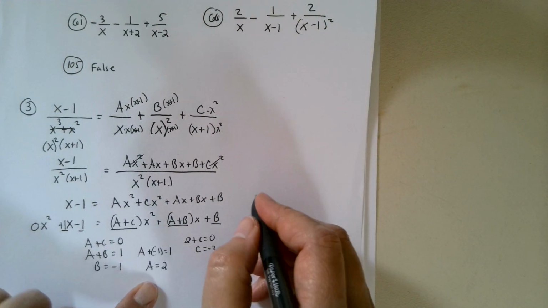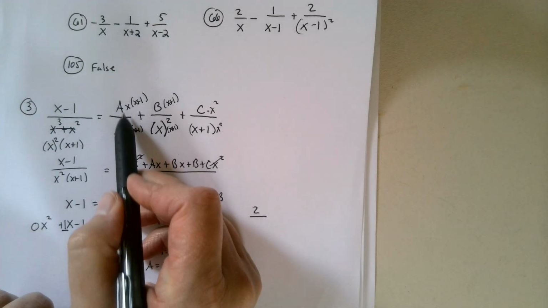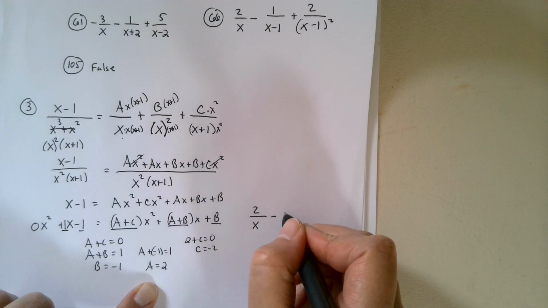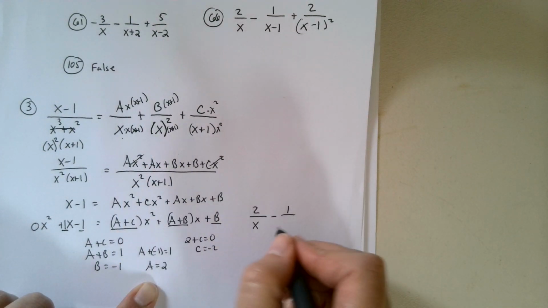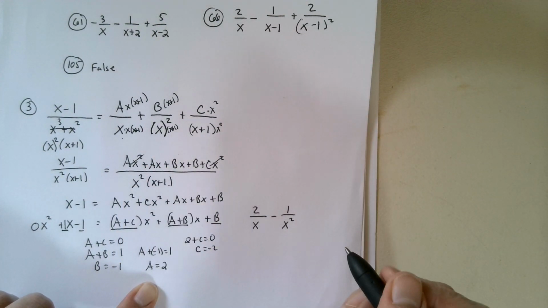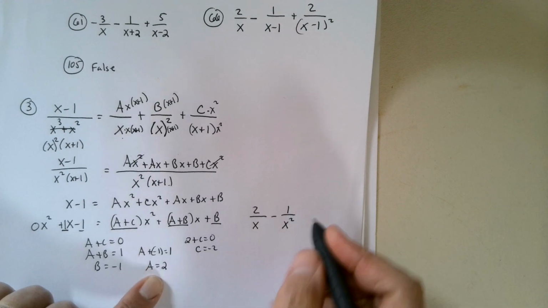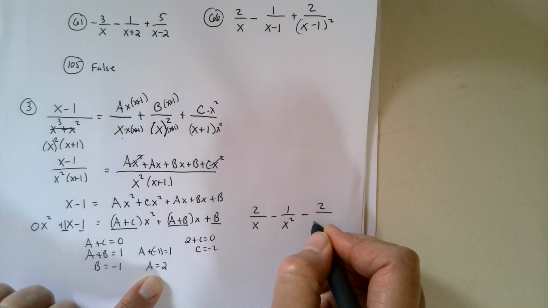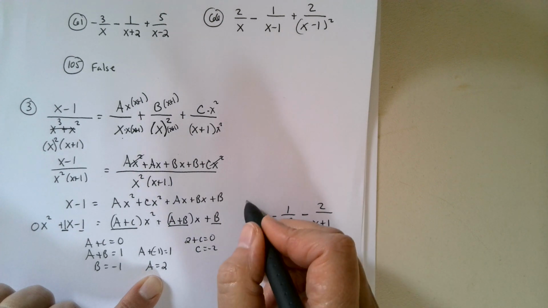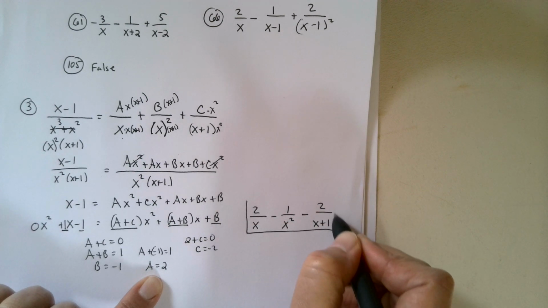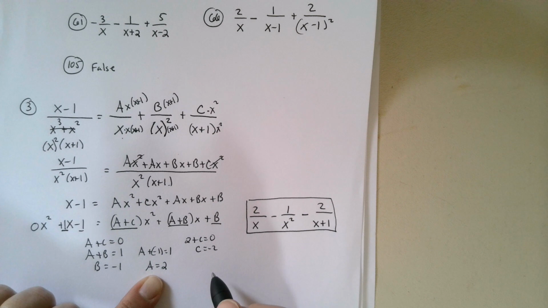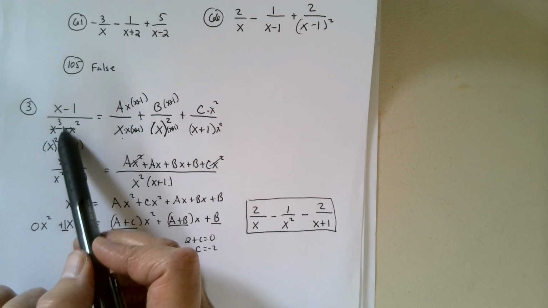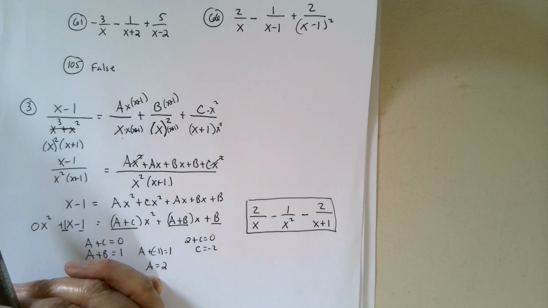So I'm going to have 2 over x was the original first fraction, minus 1 over x squared for the second fraction, and then c was negative 2. So I'm going to have negative 2, or minus 2, over x plus 1. So this would be the partial fraction decomposition for x minus 1 over x cubed plus x squared.